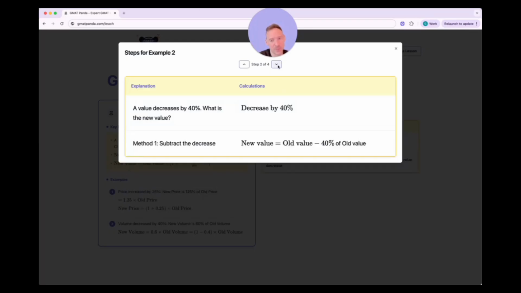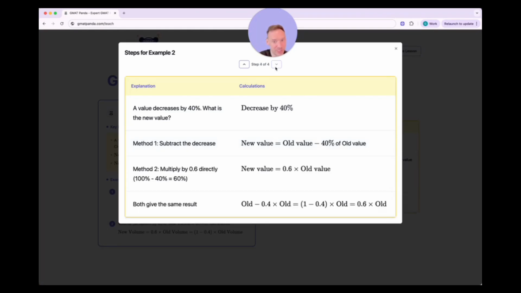Well, again, we're going to calculate 40% of the old value, but this time we're not going to add it to the old value, we're going to subtract it. Right? And that makes sense because if something is decreasing, then we're going to be lower than the old value, and therefore we need to subtract something from it.